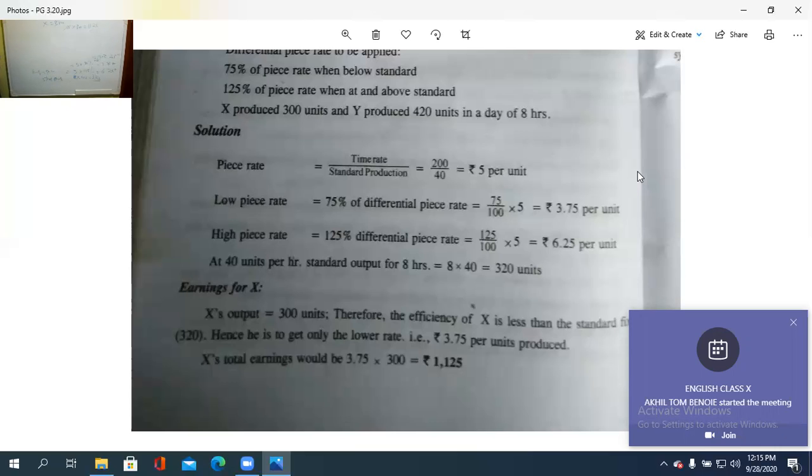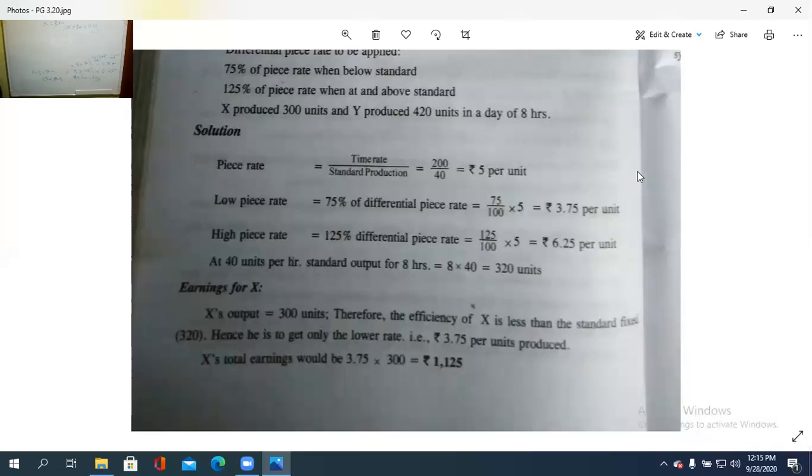സോ why the X output is 300? അത്രേ ഇതുള്ളൂ. Actually the standard output is 320. X is producing only 300. So less than the piece rate, standard piece rate, isn't it? 5ന് താഴെയുള്ള റേറ്റ്, അതായത് ലോവർ എഫിഷ്യൻസി ലെവലാണ്. സോ 3.75 is we are multiplying with the X production. അതായത് 3.75 എന്ന് പറയുന്നത് 5 per unit ആണ് സ്റ്റാൻഡേർഡ് പീസ് റേറ്റ്. സ്റ്റാൻഡേർഡ് പീസ് റേറ്റിനും താഴെയാണ് ഇത്.